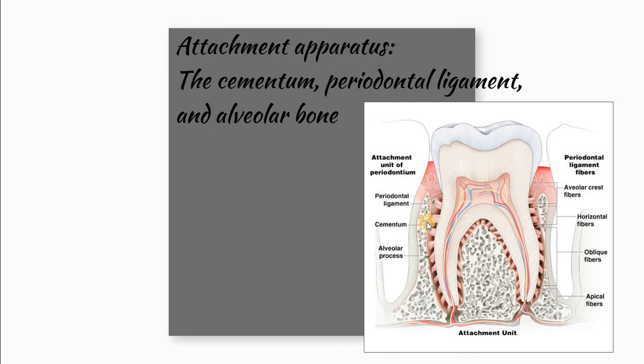We have attachment apparatus. We have the periodontium, which consists of gingiva, alveolar bone, periodontal ligament, and the cementum that covers the root surface. While the attachment apparatus consists of cementum, periodontal ligament, and alveolar bone.